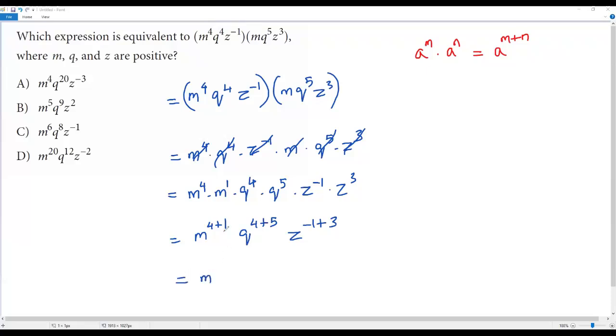Okay, now, when I combine 4 and 1, I'm getting 5. And q to the power 4 plus 5 will become 9. Z to the power, when I combine negative 1 plus 3, I'm just getting 2. So the answer is m to the fifth power, q to the ninth power times z to the second power. So I find this in option B. So the correct answer choice for this one is option B.